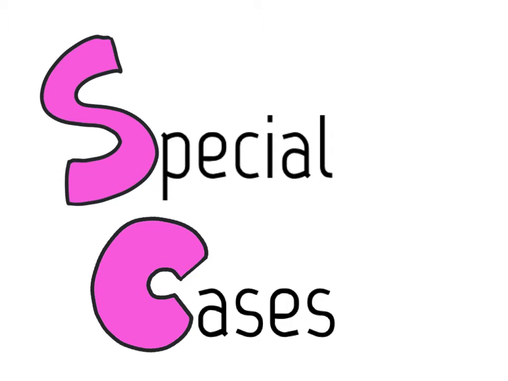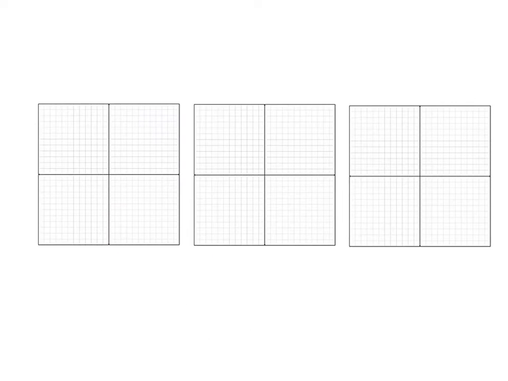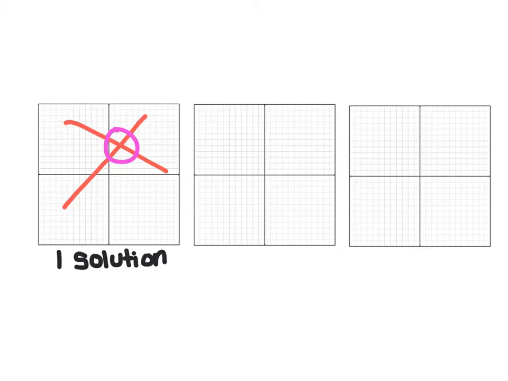Let's look at the special cases that you can encounter when solving systems algebraically. What I mean by special cases: the most common scenario is you have two lines that intersect and there is one solution. But it's possible that we have two lines that are parallel. So what point do they have in common? Well, they've got nothing in common.